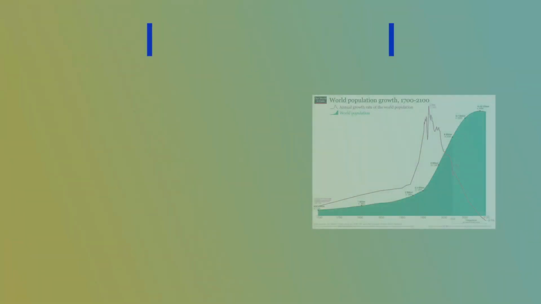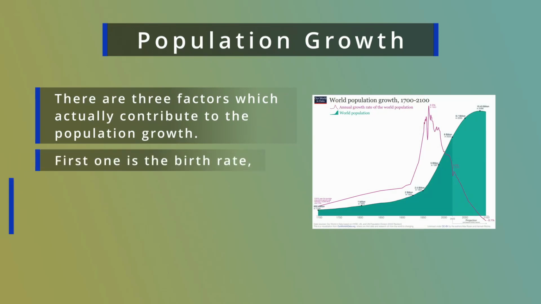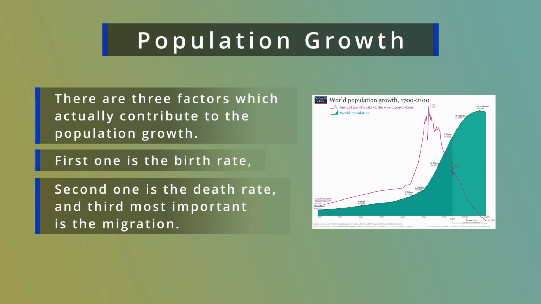So, 2 important factors. There are 3 factors which actually contribute to the population growth. First one is the birth rate, second one is the death rate, and third most important is the migration. So in demography, particularly in the theory of demographic transition, we do not involve migration. However, migration is also an integral part of discussion of demography.